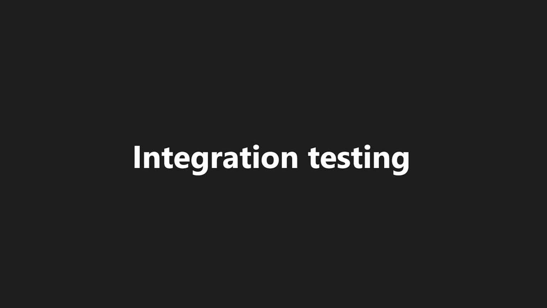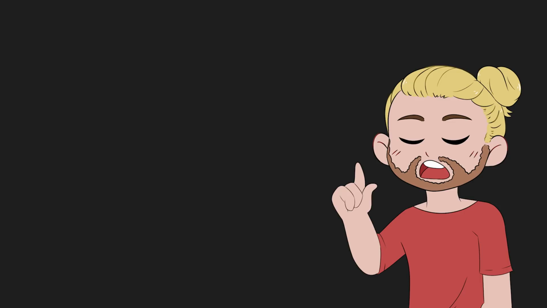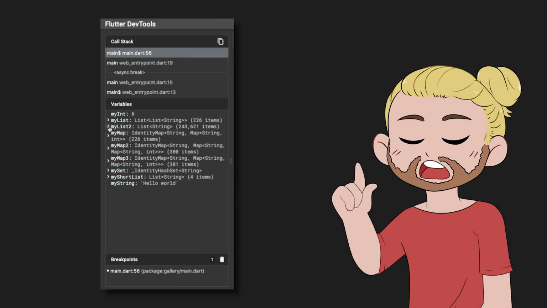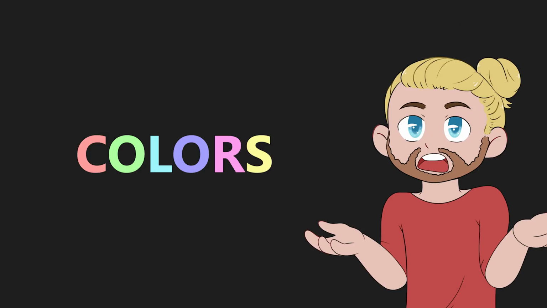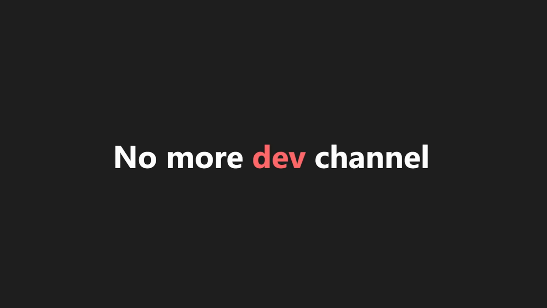They also have a small note regarding integration testing in Flutter, where they have updated a bunch of existing docs, samples and codelabs. Regarding dev tools, they have made some improvements there as well, which mainly is inspecting large lists and maps in the debugger variable pane. And some remaining small updates are that we have some VS Code improvements for colors, and we can also switch to the pre-release version on VS Code. They are completely removing the dev channel for Flutter and also dropping support for iOS 9.3.6. And they also mentioned dropping 32-bit support for iOS later this year.